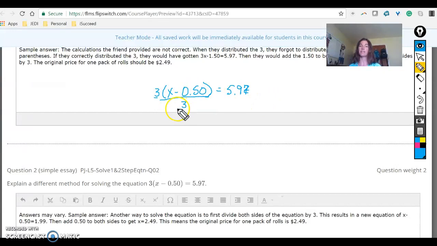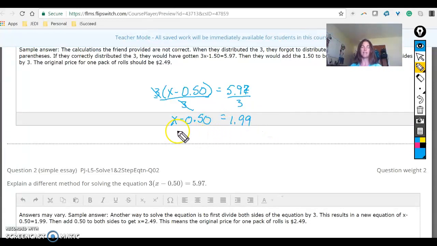But whatever I do to one side of an equation, I have to do to the other side of the equation. Okay? That keeps it equal. It's like a scale or a balance. Whatever you do to one side, you have to keep it balanced and do it to the other side. So if I do that, because multiplication and division are inverse operations, the 3's are going to cancel each other out, and I'll be left with x minus 0.50 equals 5.97 divided by 3. And that is $1.99.